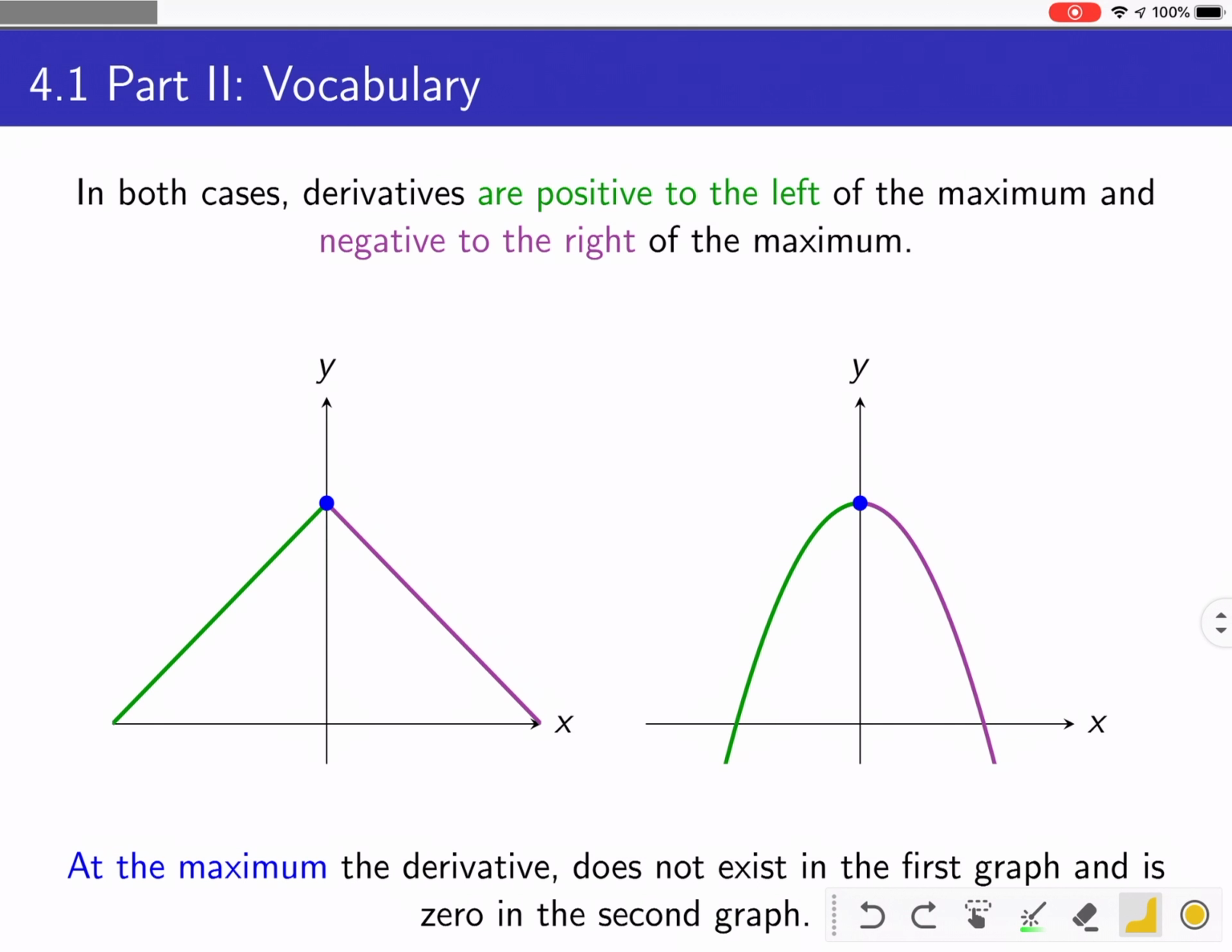Since f is increasing when x is negative, we see that f prime must be positive for negative x. Similarly, when x is positive, f prime must be negative. There are only two ways for the derivative to go from positive to negative. Either it goes through 0 at x equals 0, like in the graph on the right, or it just does not exist at x equals 0, like in the graph on the left.